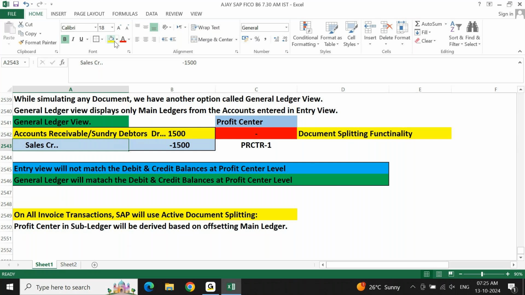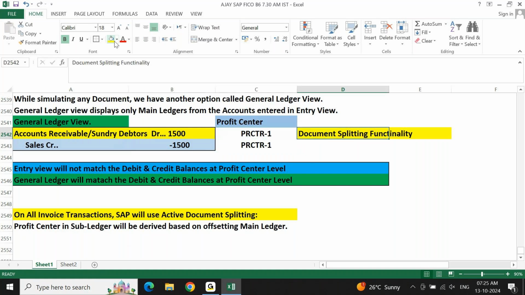On the credit side, in which you have a main ledger account, which profit center is listed there? Sales, profit center 1. Offset, profit center 1. This profit center 1 will be updated here automatically by SAP based on document splitting functionality, that too active document splitting here. Is this clear? Just try to get an idea so that you will be familiar with this.